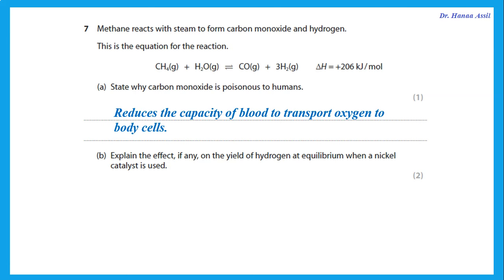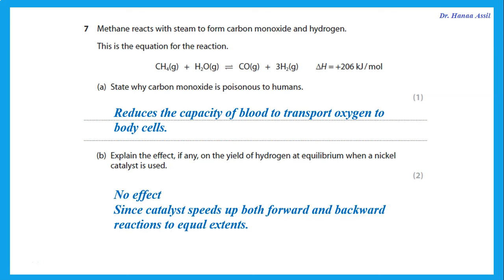Explain the effect, if any, on the yield of hydrogen at equilibrium when a nickel catalyst is used. If we have a reversible reaction and we use a catalyst, does that give more product or less product? What is the effect on the yield of the product? No effect. Remember, a catalyst will speed up both the forward and backward reactions to equal extents. So it does not give more of the product or less of the product, it just makes the forward and the backward reactions faster.